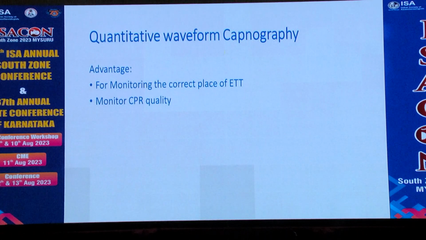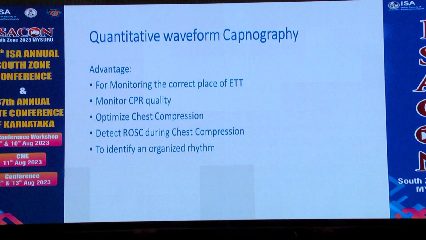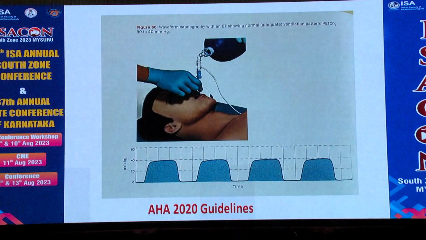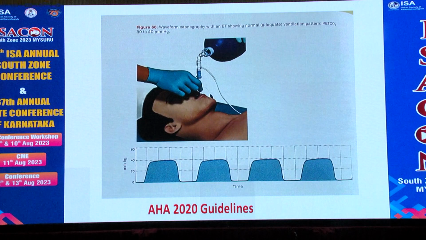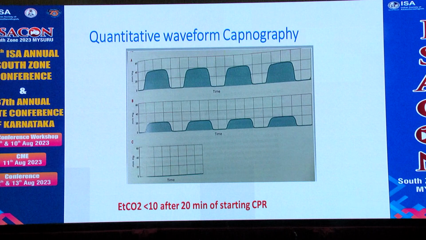That is the significance of quantitative waveform capnography. The advantage is, as we have heard about it in detail in the morning, monitoring the correct placement of the endotracheal tube, monitoring CPR quality, optimizing chest compression, detecting the return of circulation during chest compression, and identifying an organized rhythm. This picture shows how the EtCO2 should be after intubating the endotracheal tube, that is, 35 to 45 millimeters of mercury.